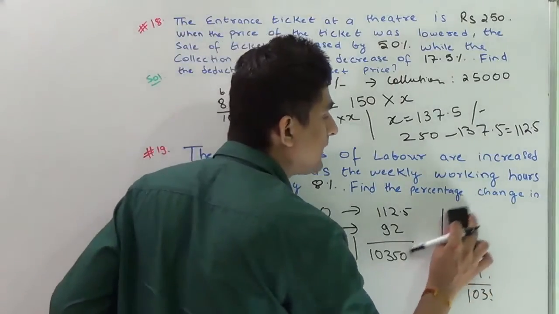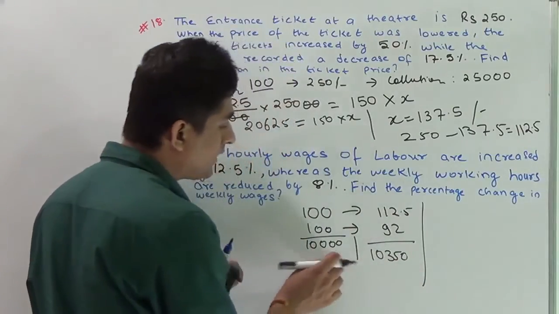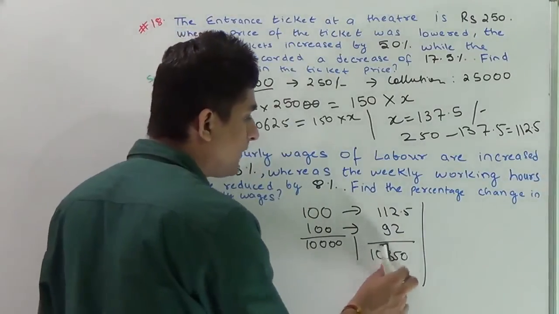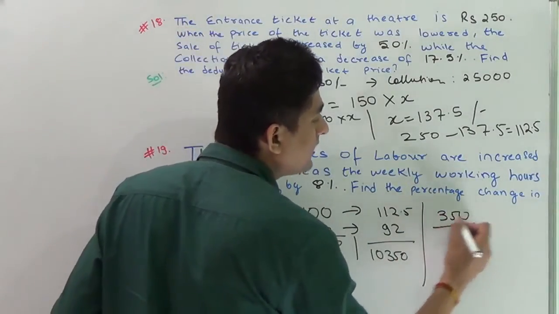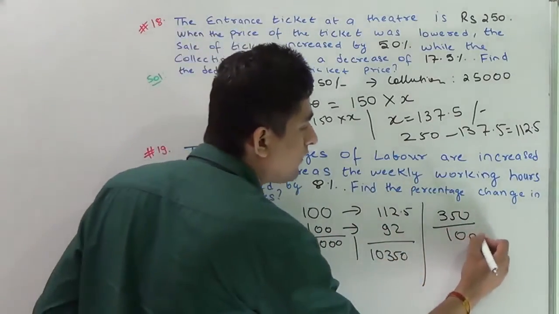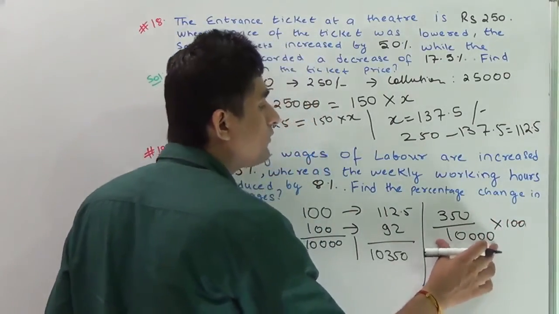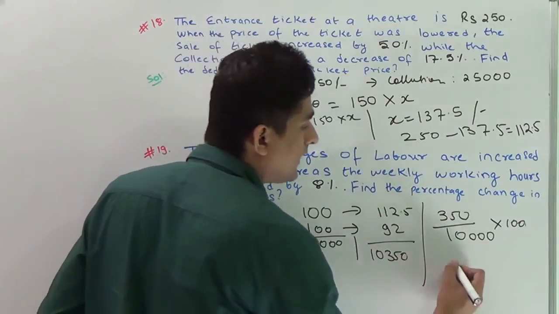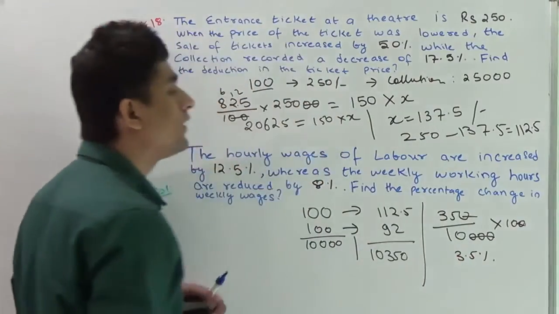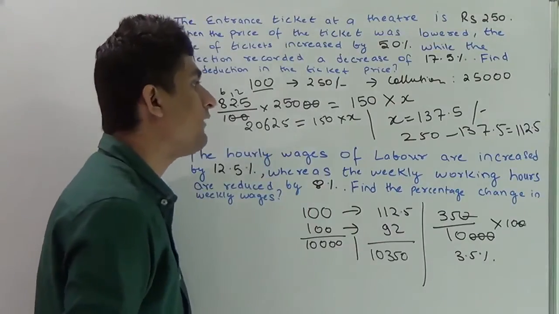So there is some increase in the weekly wages of the labor, and that amount is 350 rupees, because to find the increase in his wages, I just subtract 10,000 from this number and get 350 rupees. To calculate the percentage change in his weekly wages, I divide it by 10,000 and multiply by 100. Why 10,000? Because earlier his weekly wages was 10,000. If I calculate it, it comes out to be a 3.5% increase. Hence I can say the weekly wages of the labor is increased by 3.5%.